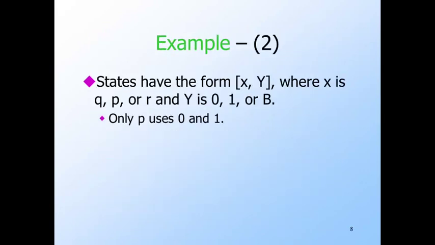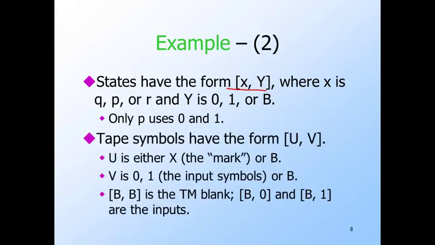When we find it, we remove the mark, enter state Q, and repeat the process with another symbol. A state is a vector of the form little x, capital Y. Here little x is Q, P, or R, one of the control states, and Y is the cache component. Its values are 0, 1, or B. Incidentally, we shall see that only state P uses 0 or 1 in the cache. The other 2 states just have the blank in the cache. Thus, there are really only 4 states. Tape symbols will be vectors UV. The first component represents the marking track, so U is either X, the mark, or a B, which is no mark.